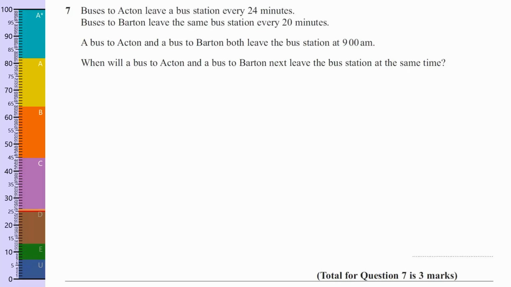Okay, I've seen some really complicated ways of answering this question in the past. This type of question comes up relatively frequently, where it says something happens in this duration, something happens in this duration, when will they meet? It's basically asking you for the lowest common multiple of 24 and 20.